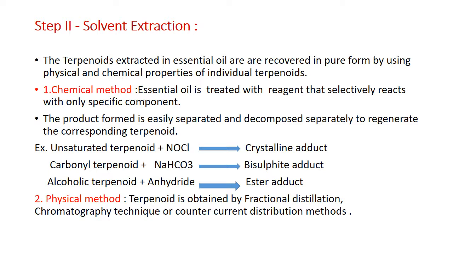Now the physical method. In the physical method, terpenoid is obtained by which methods? Simple distillation and fractional distillation. In fractional distillation, the components are separated based on their difference in boiling points, or difference in volatilities, of the components present in the mixture. Another technique is the chromatographic technique. The third method is the counter current distribution method.